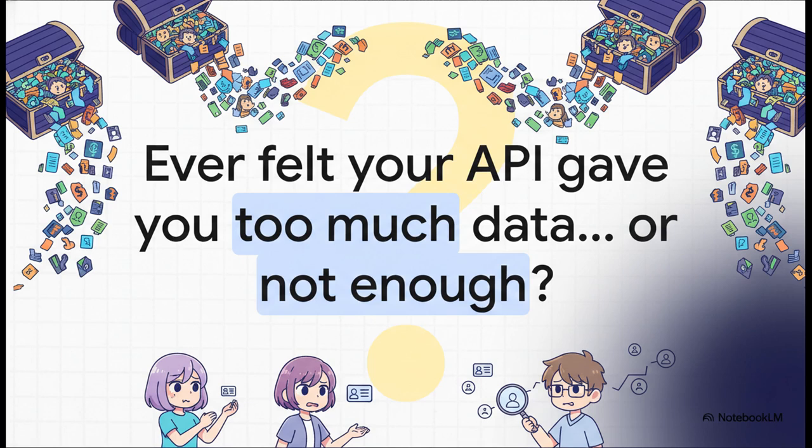You've definitely been there, right? You make a call to an API just to get a user's name, but you get back their entire life story. That's called overfetching. Or maybe it's the opposite. You need a user's name and their last 3 blog posts. So you have to make 1, 2, 3 different API calls to piece it all together. That's underfetching. It's this constant headache with traditional APIs.